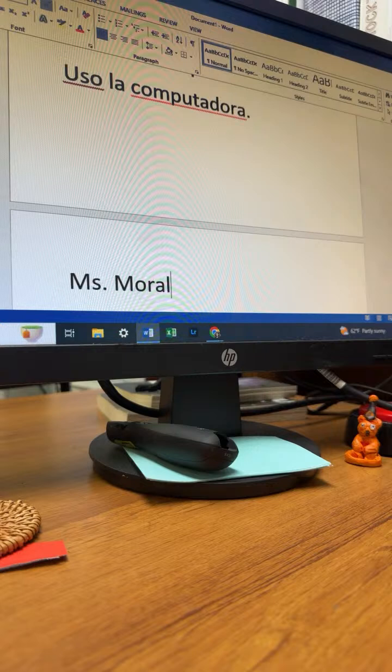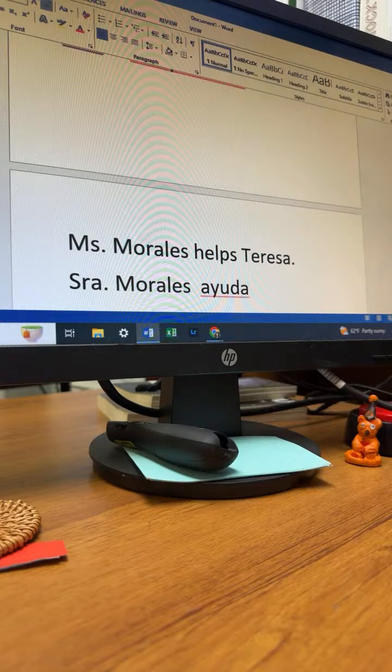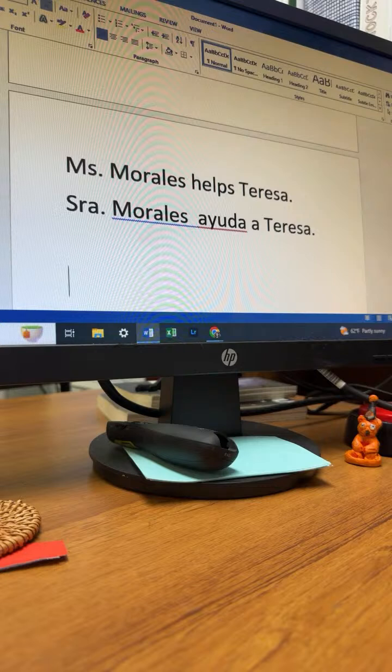Miss Morales helps Teresa. What is the direct object in that? Who is being helped? Teresa. Okay, if I wanted to translate this into Spanish, I'm going to say Señora Morales ayuda, right? Because that's helps. And what is the direct object again? It's Teresa. Is Teresa a person? Yes, so I'm going to put an a in front of Teresa, right? Señora Morales ayuda a Teresa. That makes sense? Yes? Great.